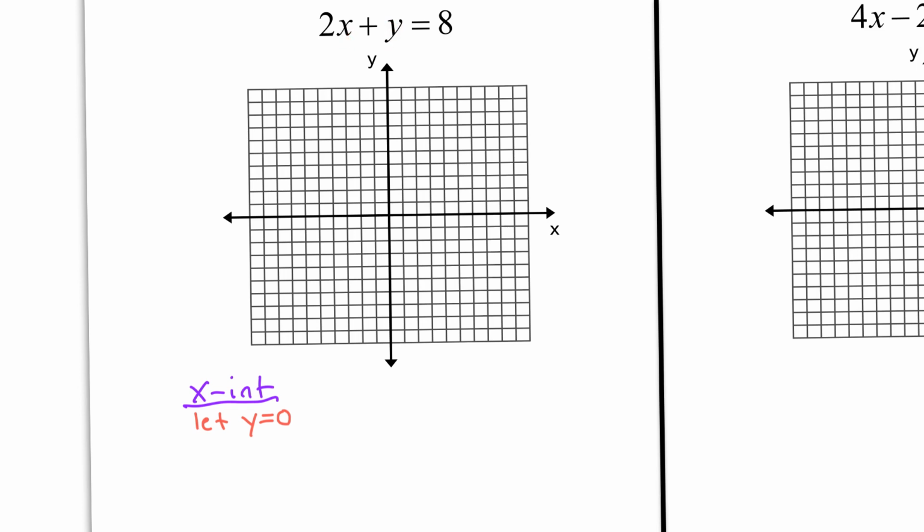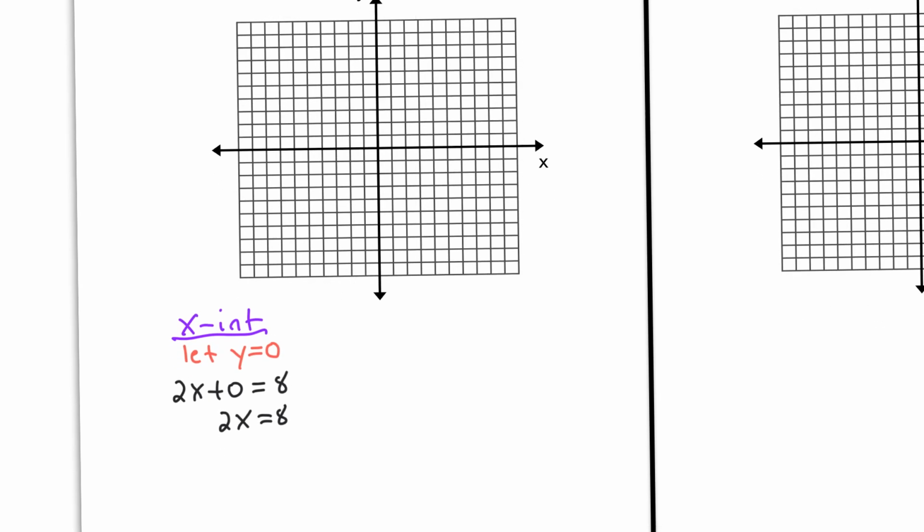So I'm going to substitute a 0 here. I have 2x plus 0, so there's the y, equal to 8. Solve for x. I don't need that 0, so I have 2x equals 8. And when you divide by 2, x equals 4. So that's my x-intercept.